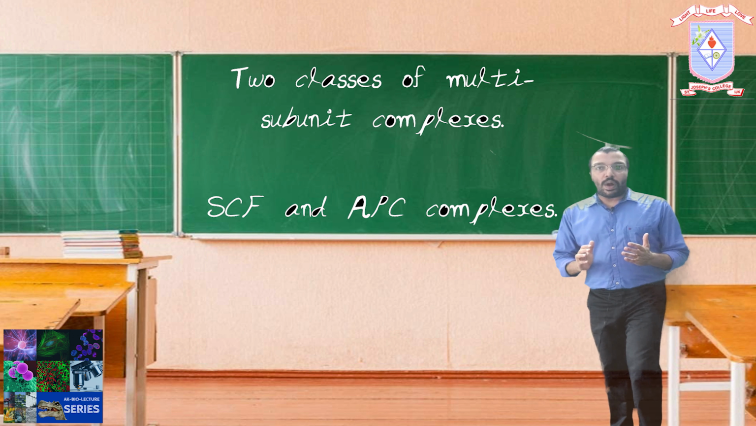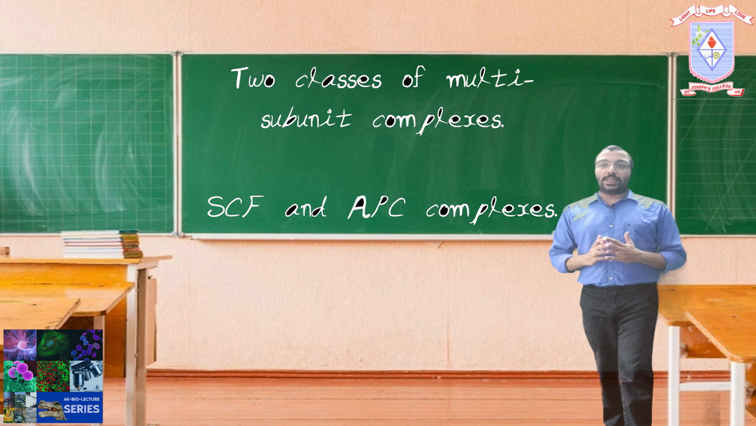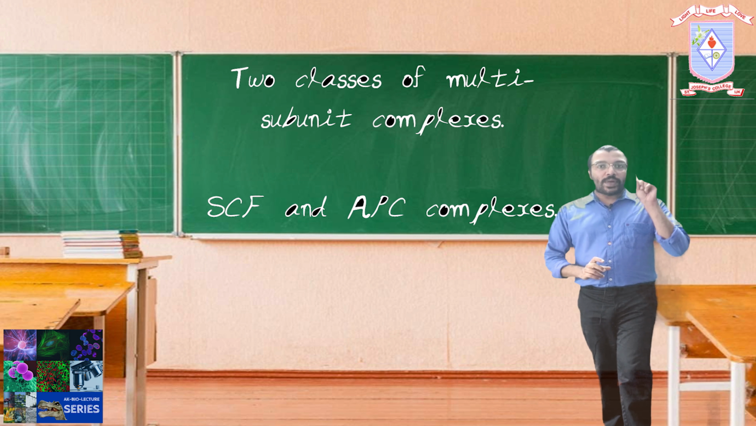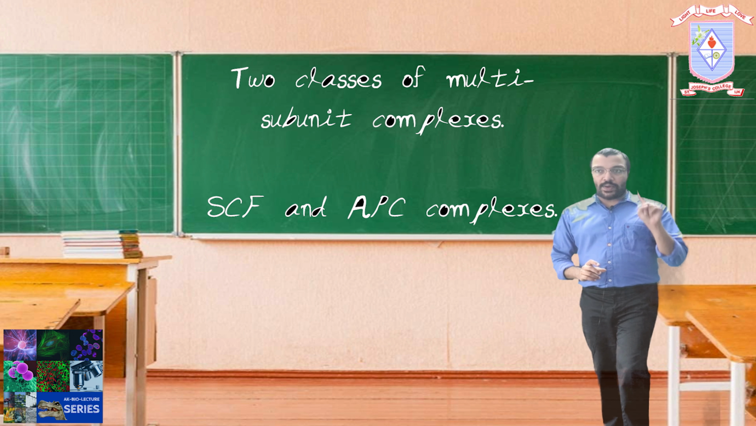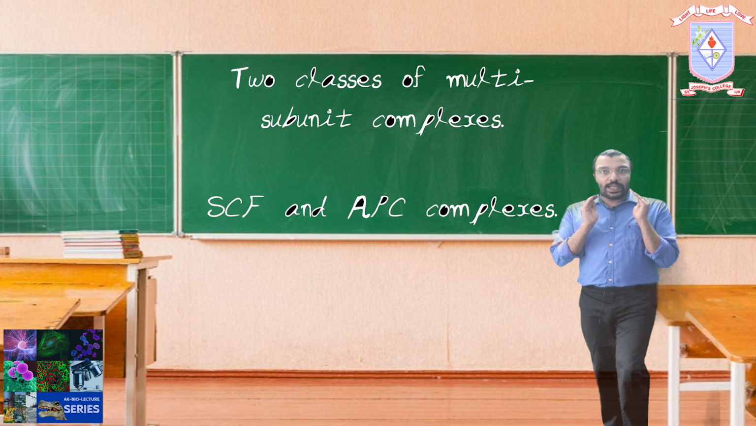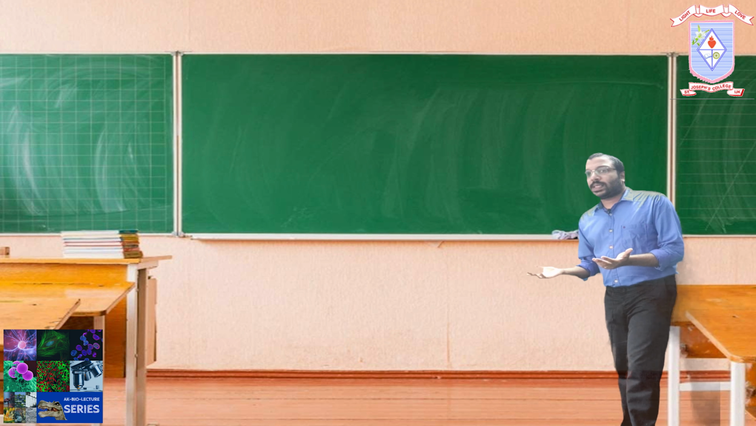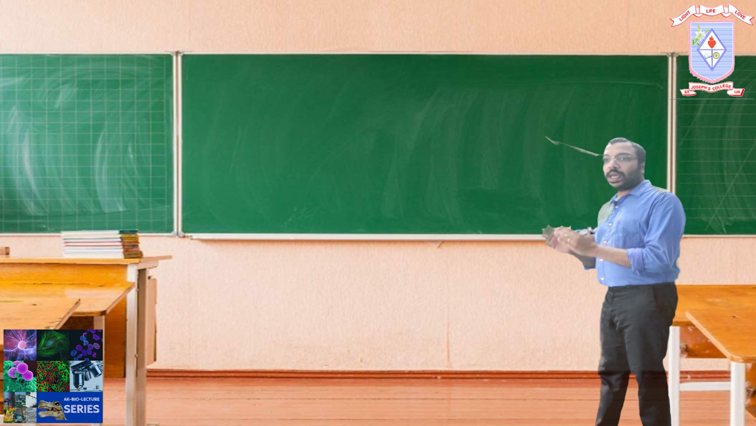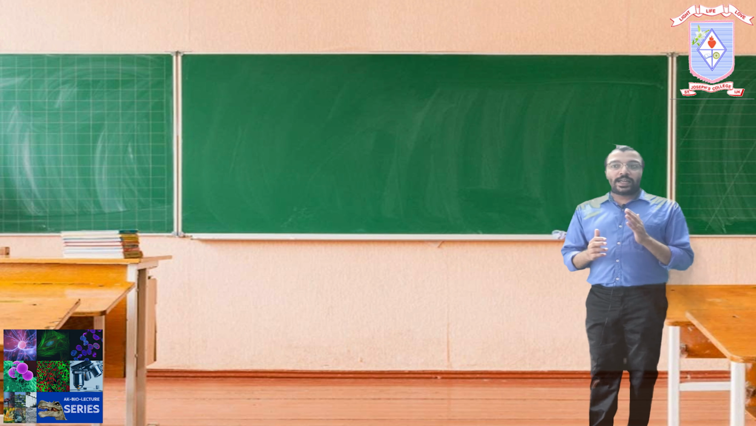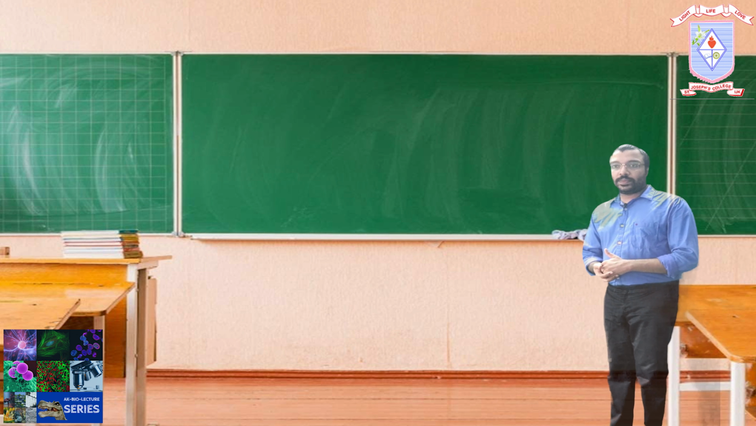Regulation of the cell cycle requires two classes of multi-subunit complexes. Which are they? First one, SCF, and APC complex is the second one. Both SCF and APC function as ubiquitin ligases. Then what are ubiquitin ligases? Ubiquitin ligases are the proteins that can tag the ubiquitination signal on the targets.